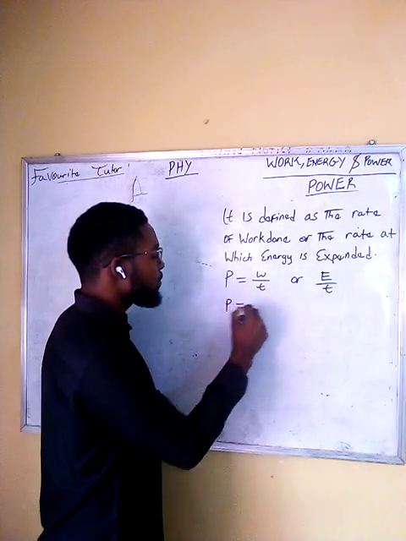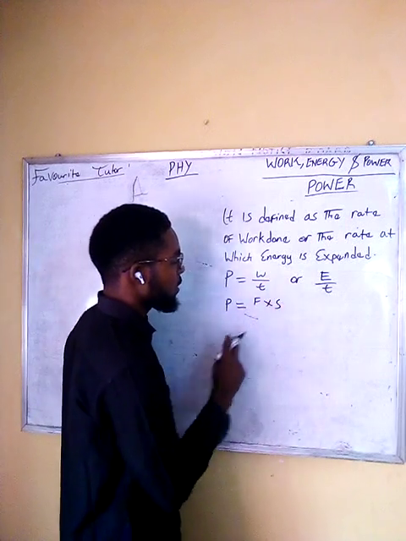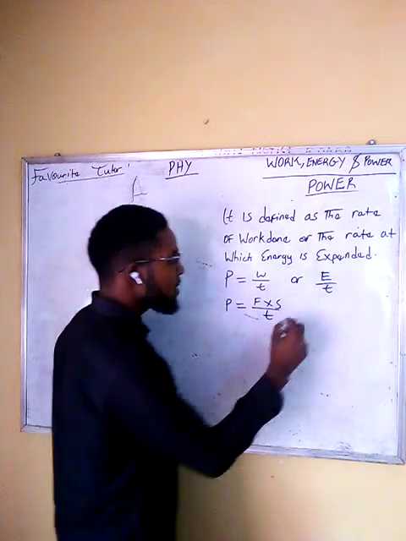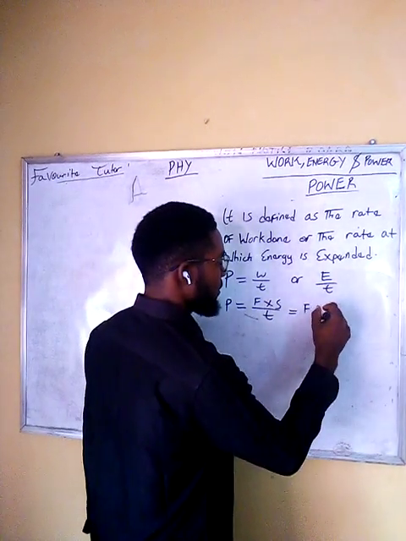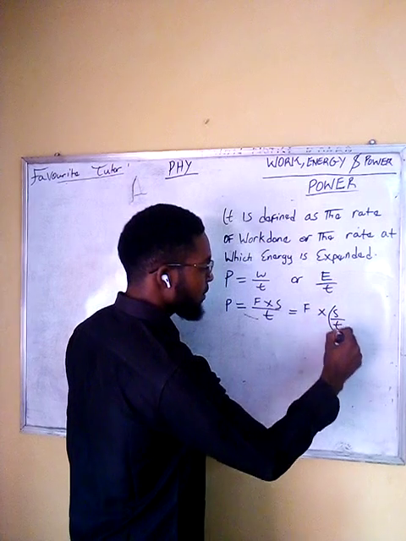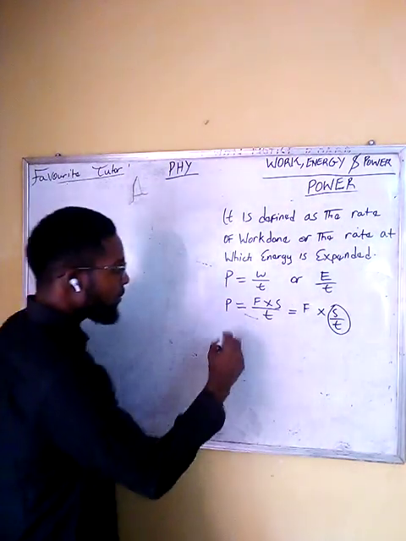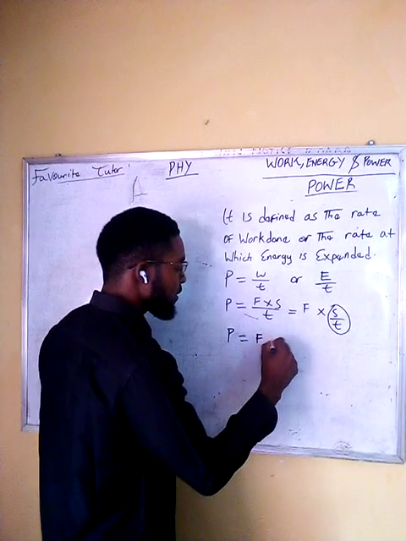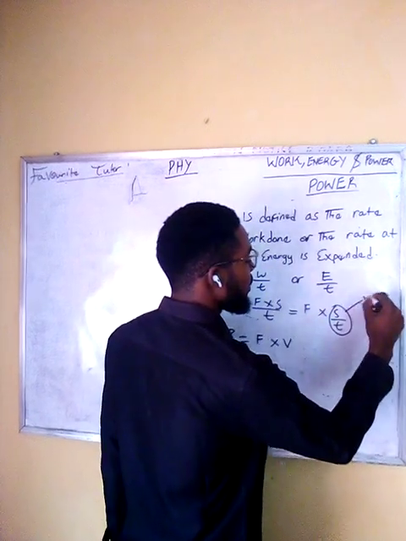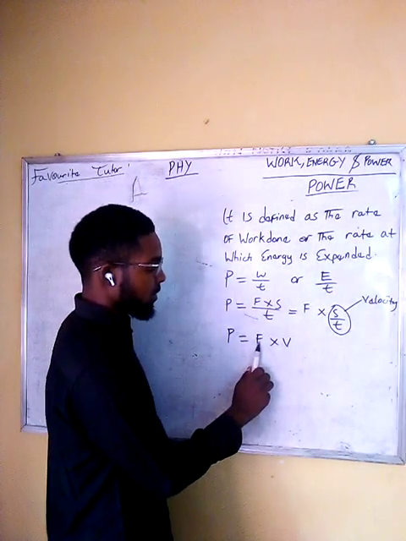But we know that in our previous classes we discussed that work done is force times displacement. So it's going to be force times displacement over time, and this is the same as saying force times displacement over time. Displacement over time is known as velocity. So therefore, we can say power is equal to force times velocity. We know that displacement over time is velocity. So therefore, power is equal to force times velocity.